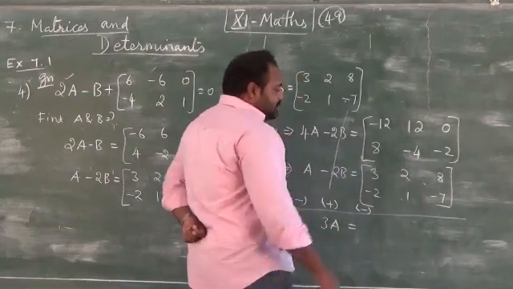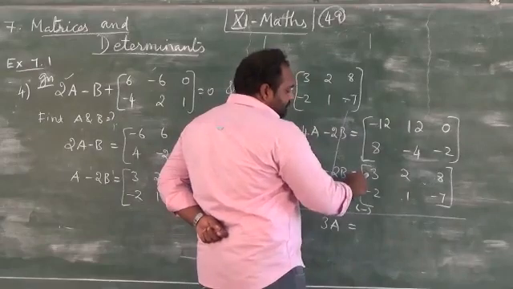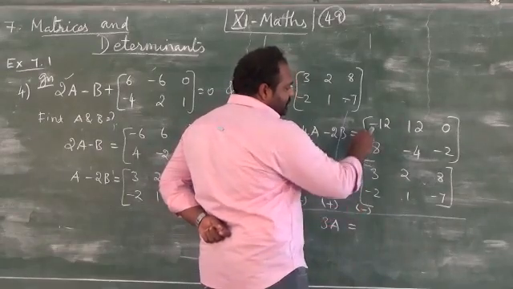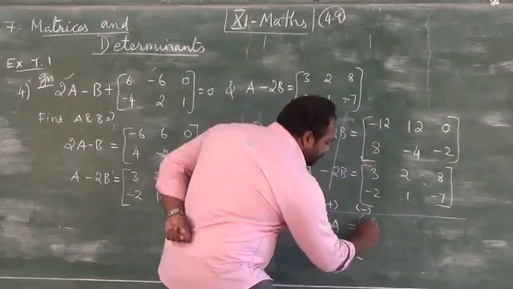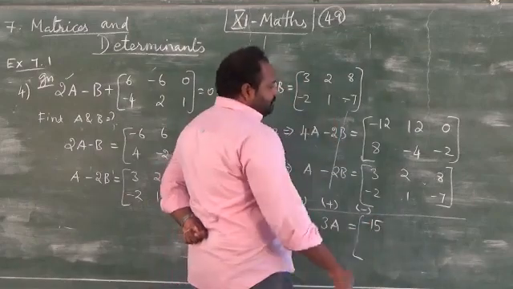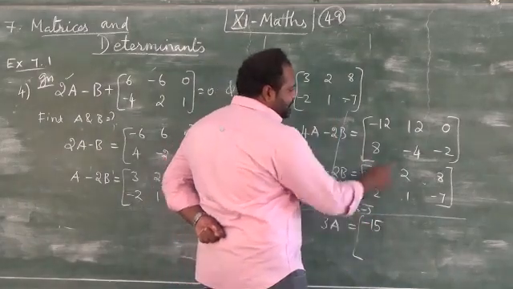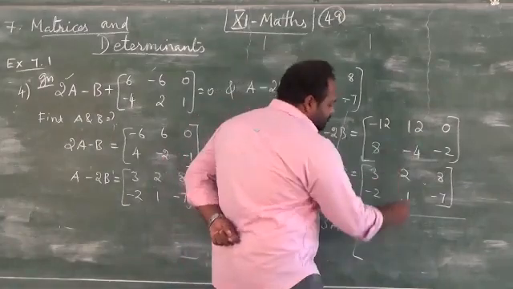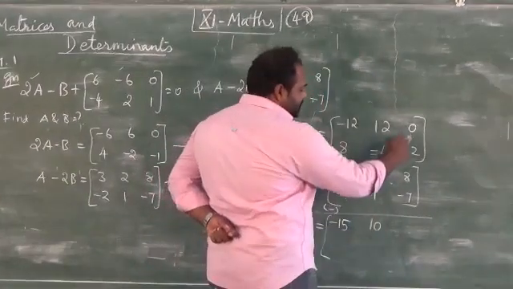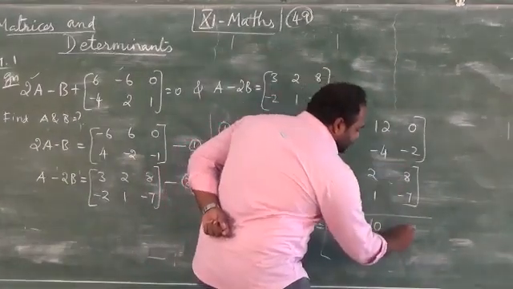This will become plus. So minus 12. Here minus, since we have minus, so minus 3. 12 minus 3, minus 15. Minus 12 minus 3, minus 15. Plus 12 minus 2, it is 10. 0 minus 8, it is minus 8.